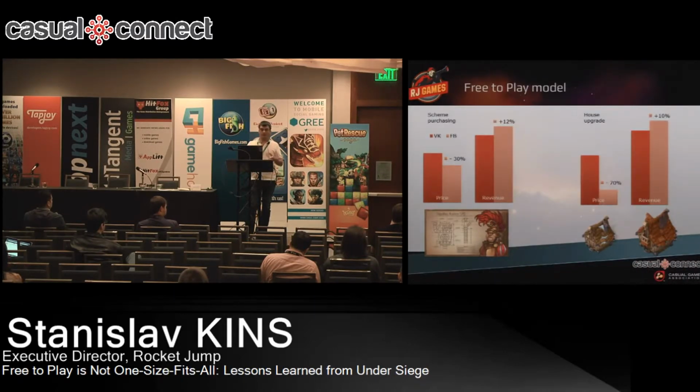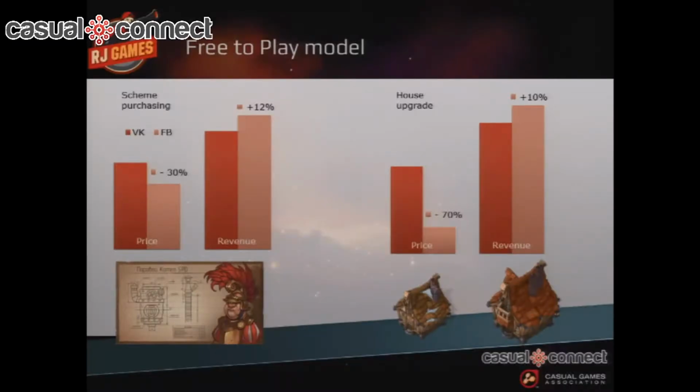What we did also with the monetization, with this feature, for example, with the feature of scheme purchase, we decreased prices. Here on the graph you can see that we decreased prices for schemes by 30% in comparison with Vkontakte.ru. And that gave us a 12% increase in revenue tied to this feature. Also, these are relative prices in comparison with the Russian version.